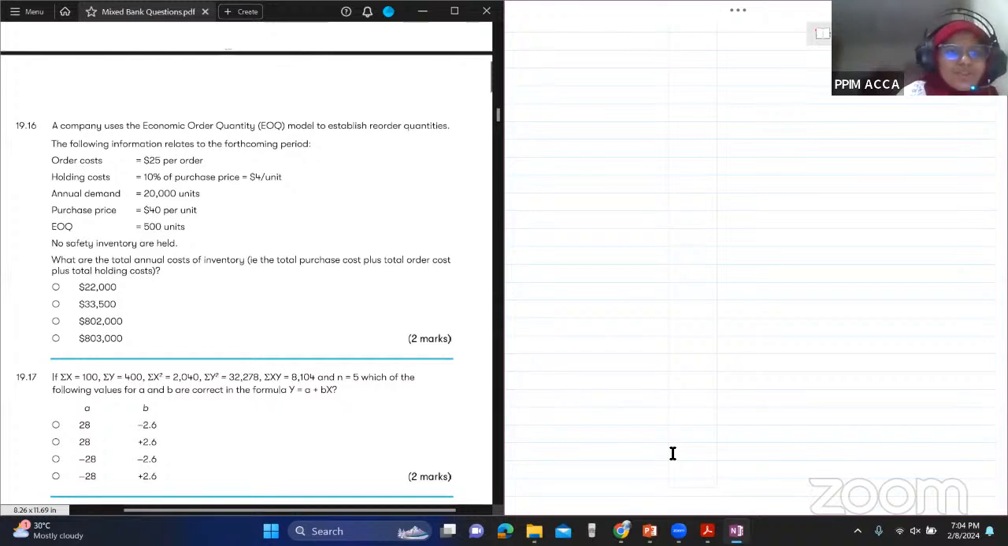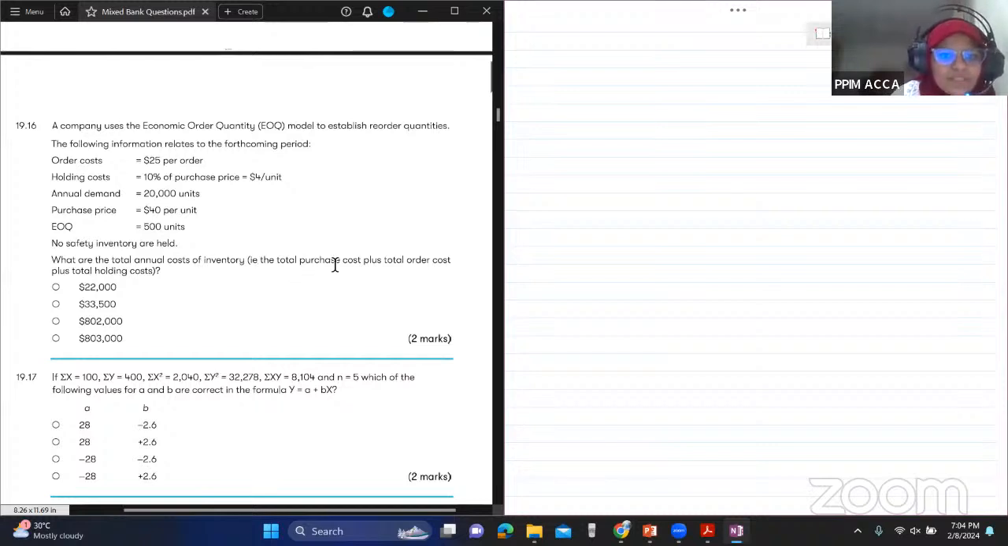Can you remember I told you usually holding cost comes as a percentage of purchase price. So they've given you the percentage of purchase price and the answer as well. Annual demand is 20,000 units. The purchase price is $40 per unit. The EOQ is 500 units. No safety inventory is held. What are the total annual costs of inventory?